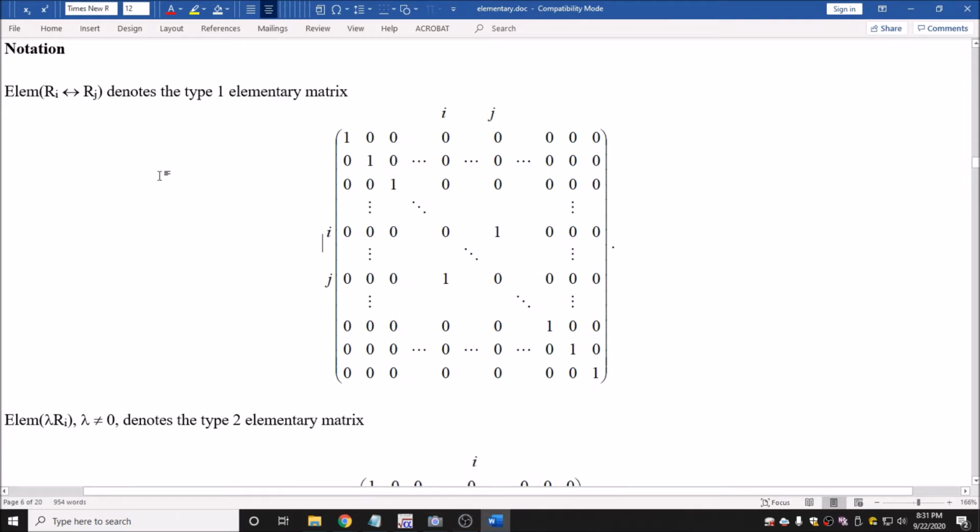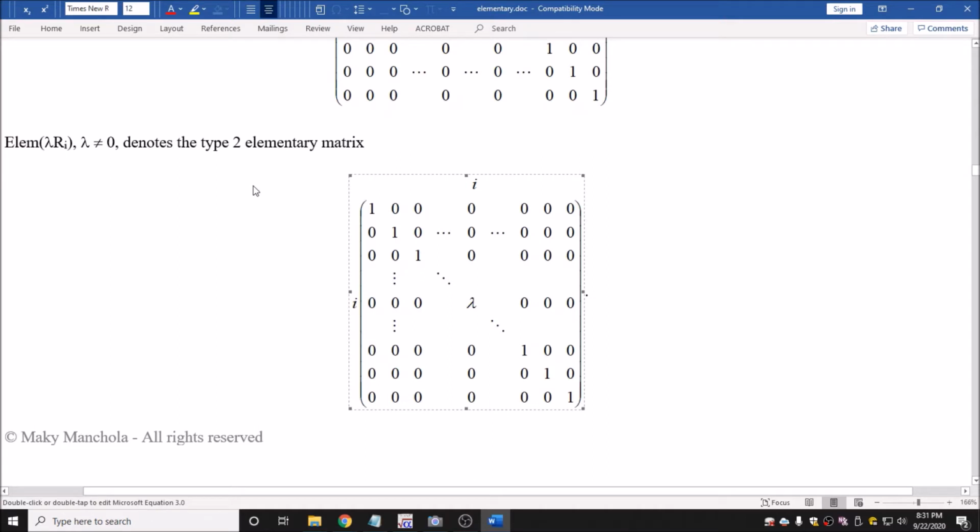Notation. We will denote the type 1 elementary matrix where the ith and jth row of the identity matrix are interchanged by the notation E(Ri interchange Rj). This denotes the elementary type 1 matrix where the ith and jth row of I are interchanged.